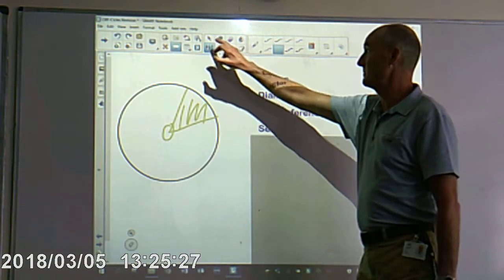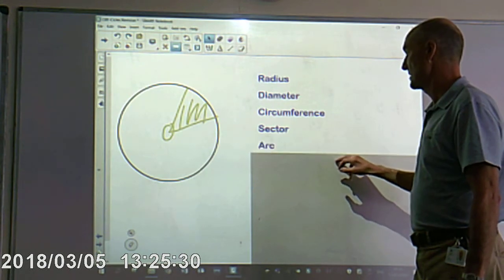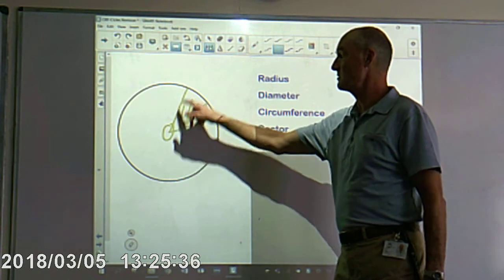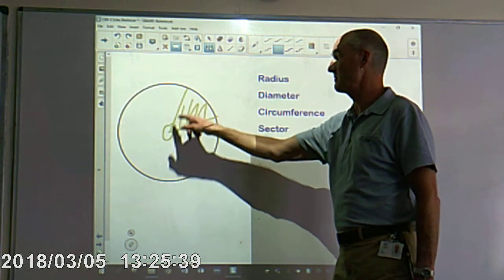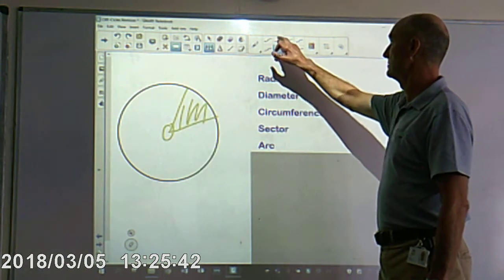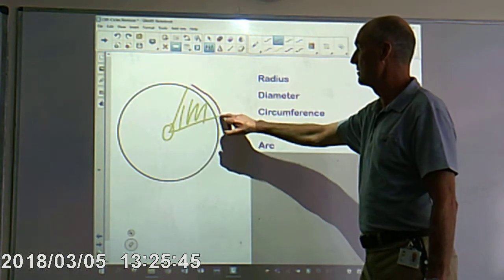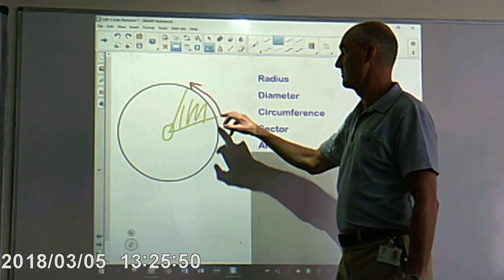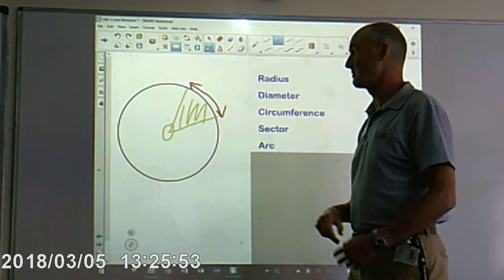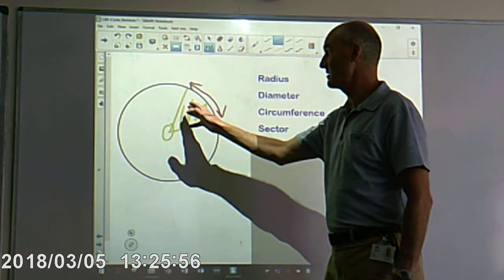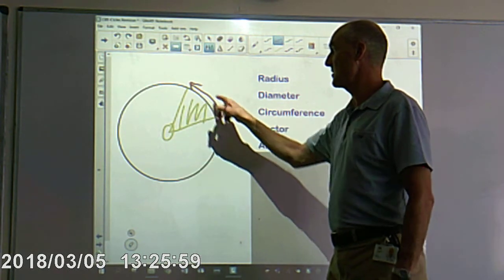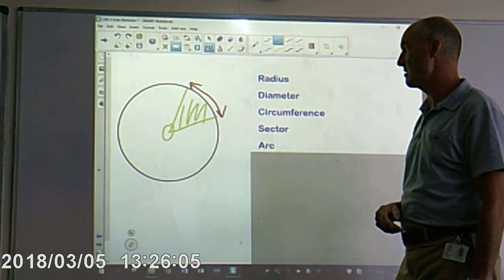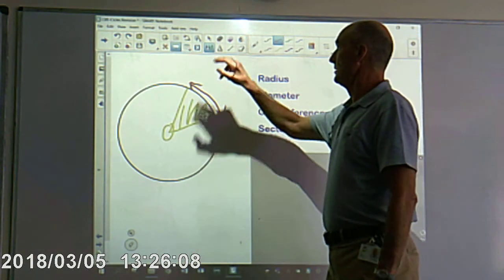Now, following on from that is an arc. Now, if your sector is a slice that's taken out from the centre point, don't forget, the arc is then the distance along the circumference that relates to that sector. So that distance there is an arc length. Okay? You've got a sector, you've taken that sector slice out. The distance that's measured along the circumference that relates to that sector is an arc length. So that's an arc length. Okay.